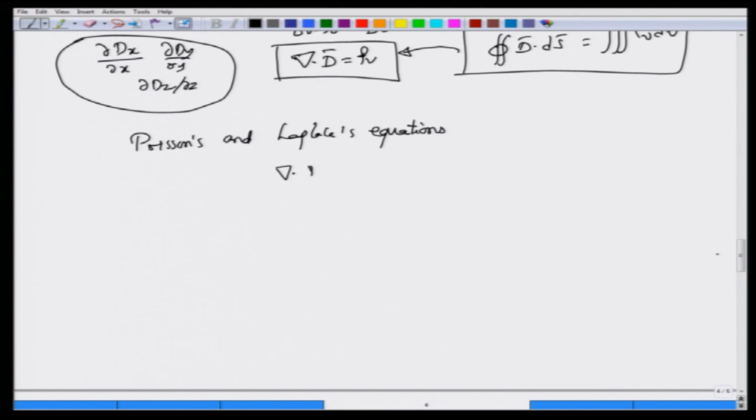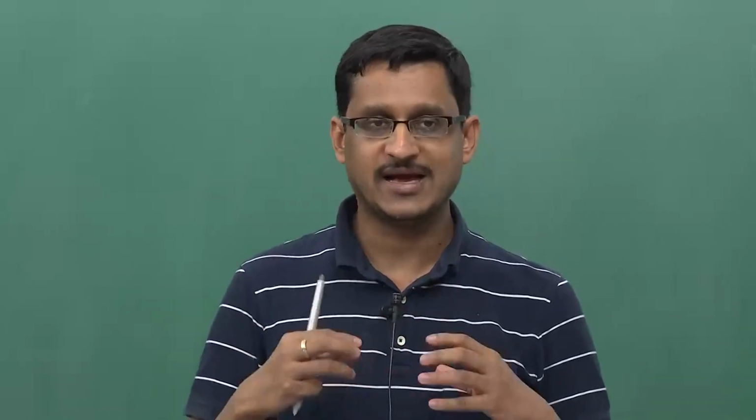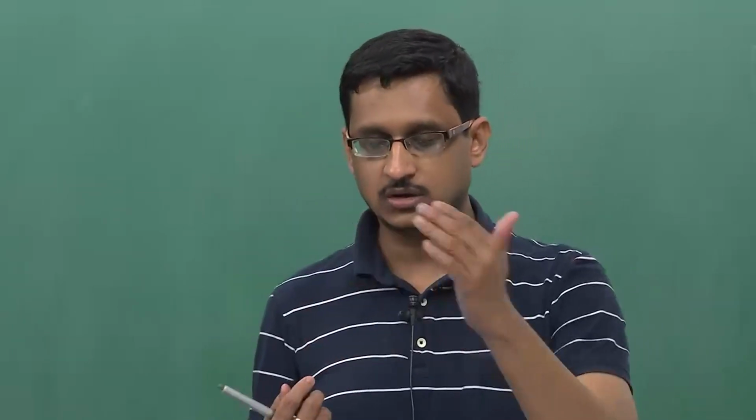So, we start by writing del dot D is equal to rho v in a medium which is homogeneous, that is to say the material properties do not depend on where you are inside the medium. For example, in vacuum it does not matter where I am positioned, because D and E will be related by a simple number. Such a medium, where the material properties do not change as we go along the medium, is called a homogeneous medium.